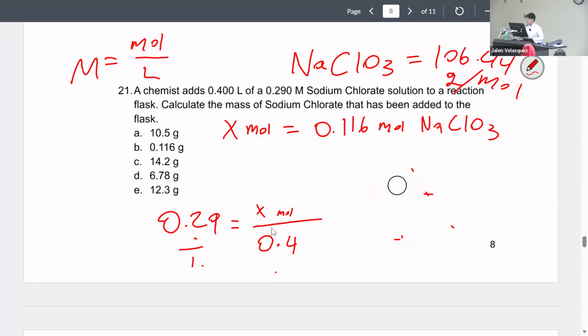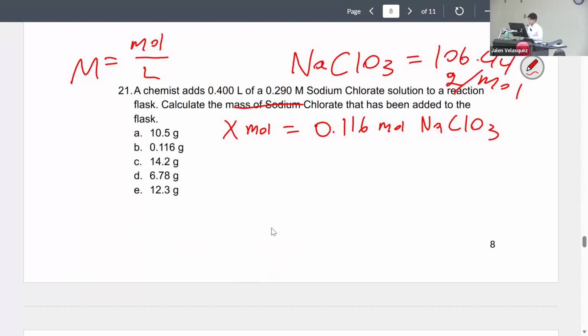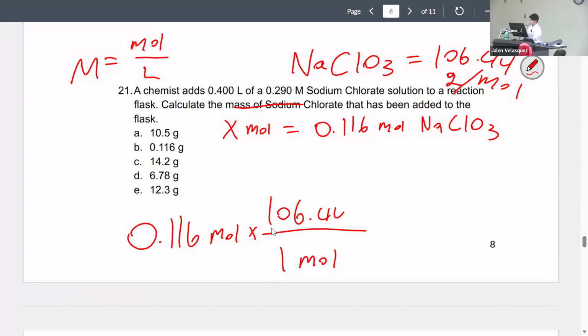So we get our moles of sodium chlorate. Now we can get the mass of sodium chlorate. 0.116 moles multiplied by the molar mass, which is 106.44. And what's the mass that we have here? 12.3, so it's going to be E. Okay, any questions on that one?